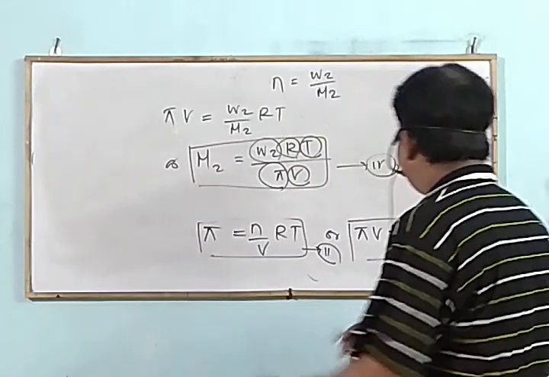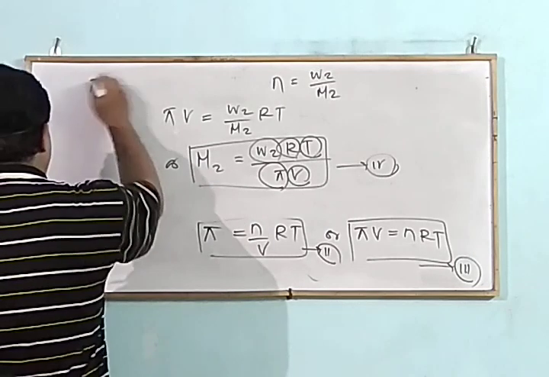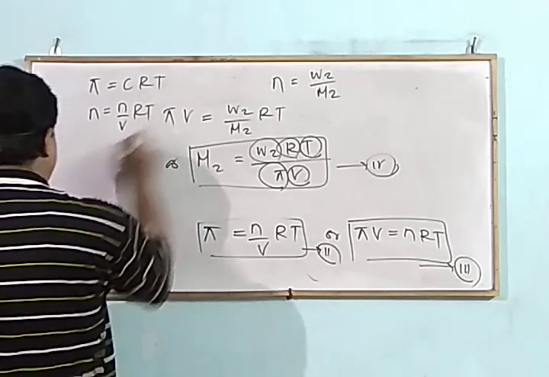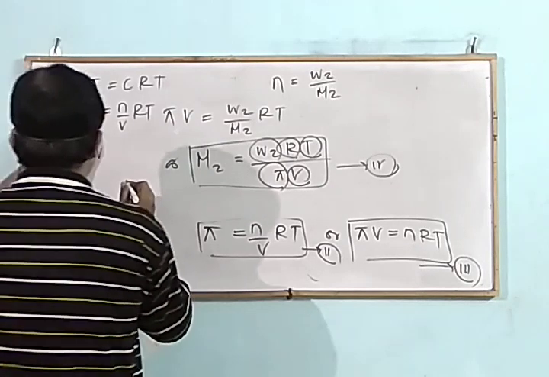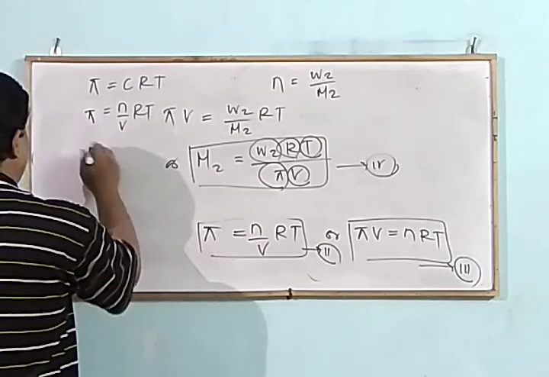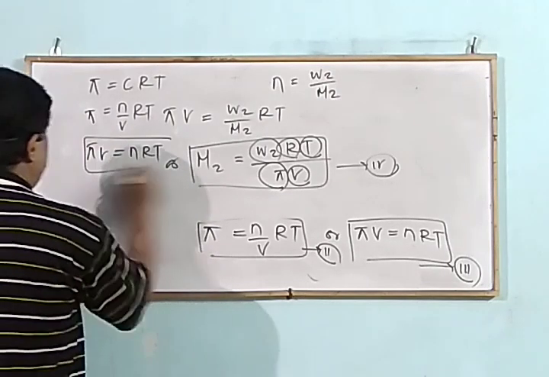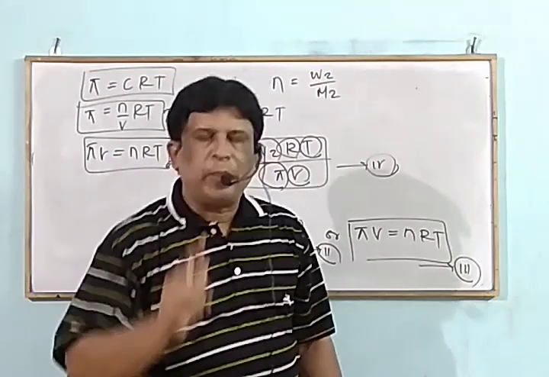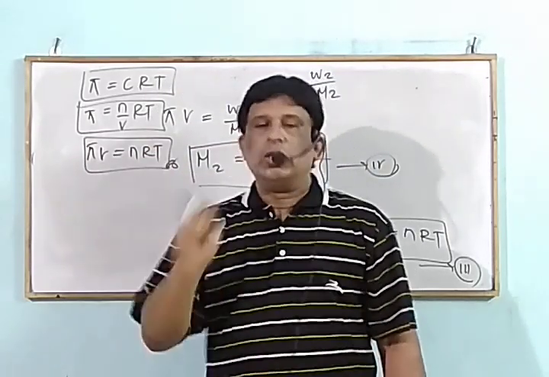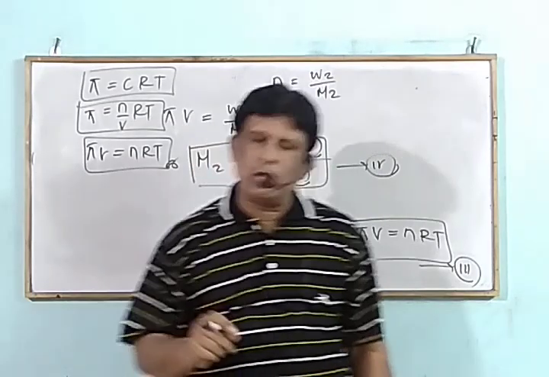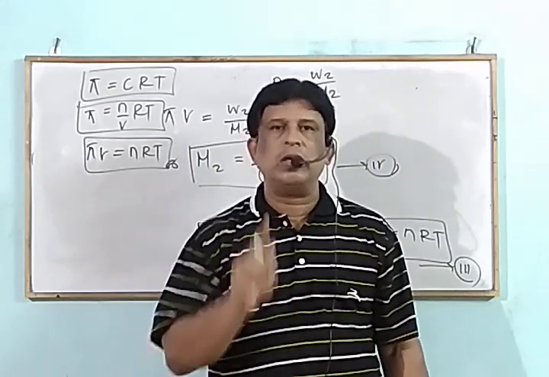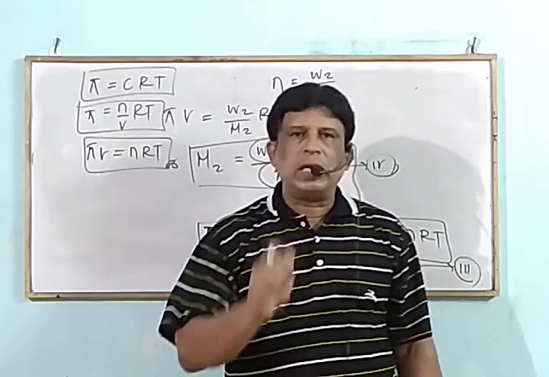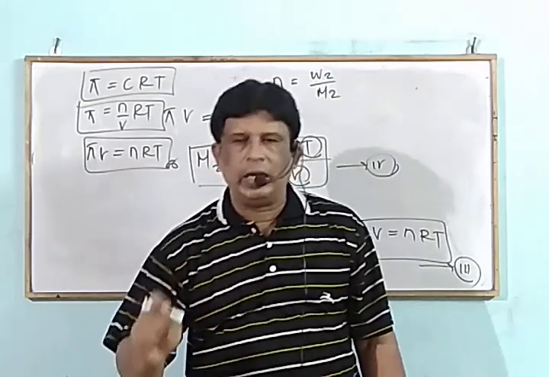And another thing, mark that. The expression is pi is equal to CRT, or pi is equal to n by V RT, or pi V is equal to nRT. From this mathematical expression, it is also clear that the osmotic pressure of a dilute solution depends upon the number of moles of the non-volatile solute present in the solution, but not its nature. Hence, osmotic pressure of a dilute solution is also a colligative property.